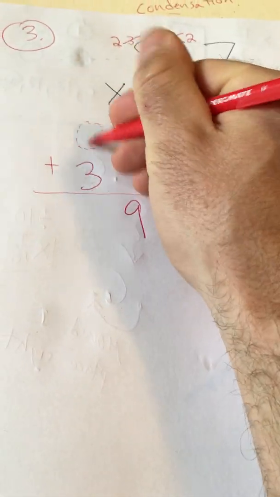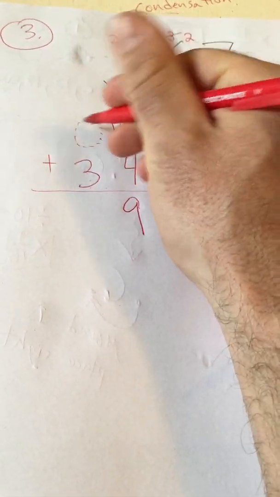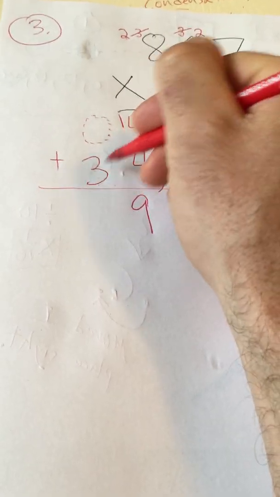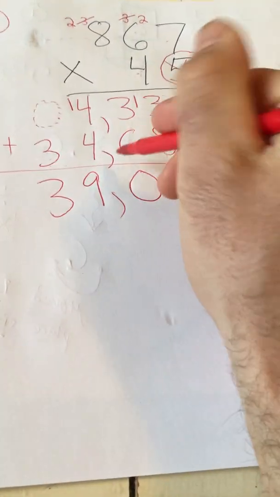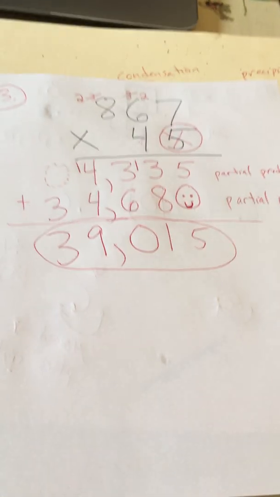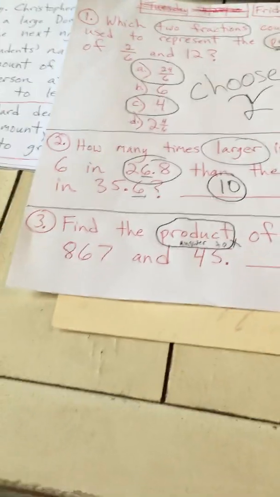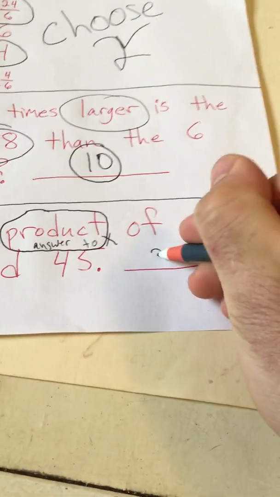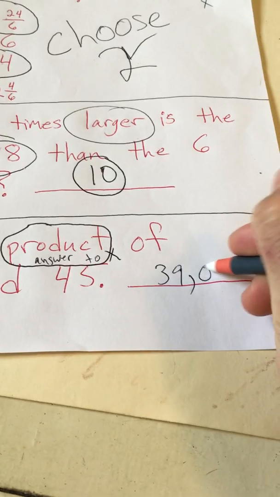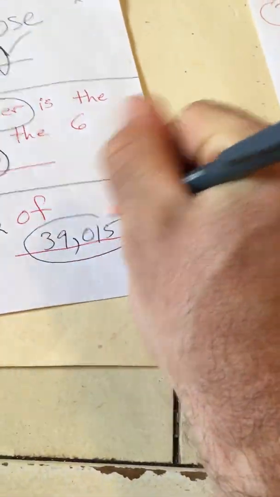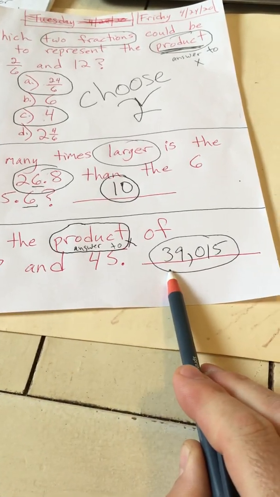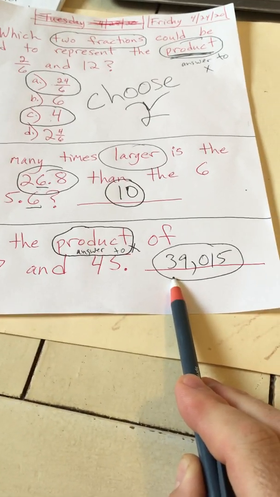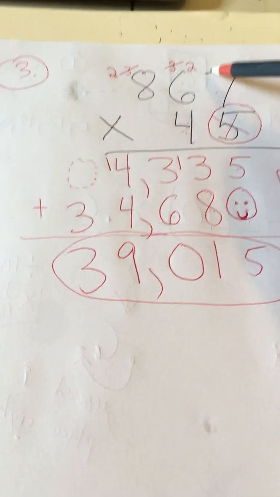And this is just 3 by itself. I put this dotted 0 sometimes just to make sure that I don't add the 3 to this 4 or make another place value mistake like that. So that's just 3. And the answer is 39,015. Sorry, the product of 867 and 45 is 39,015. Okay? So I'm just going to quickly check and see, like, is my answer reasonable?